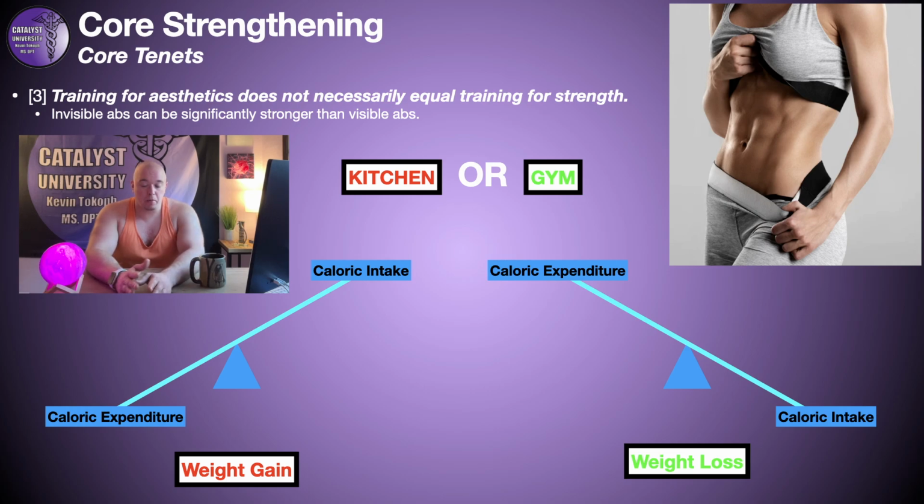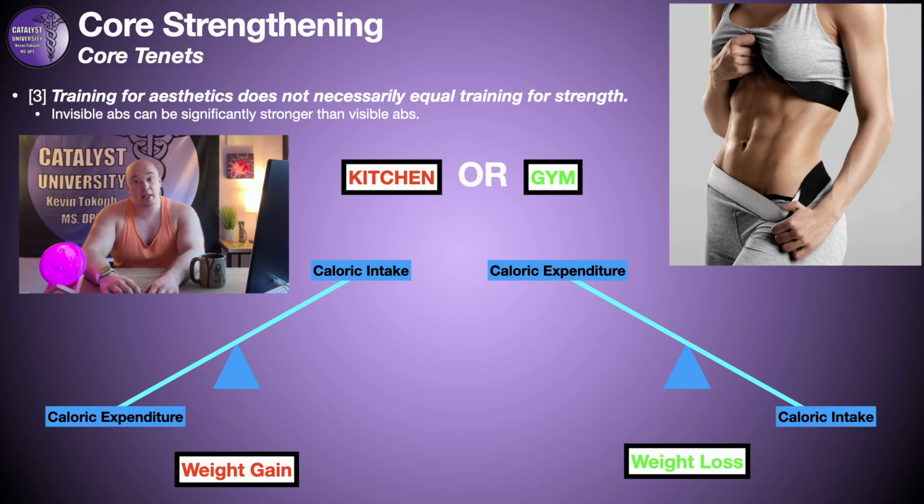Now, one really important point here before I move on, and that is that you cannot preferentially target one specific area for fat loss. So for example, let's say I have two areas that I need to lose weight in. I've got body fat in the thighs, body fat in the abdomen. I cannot just do a million crunches and get rid of my abdominal fat.